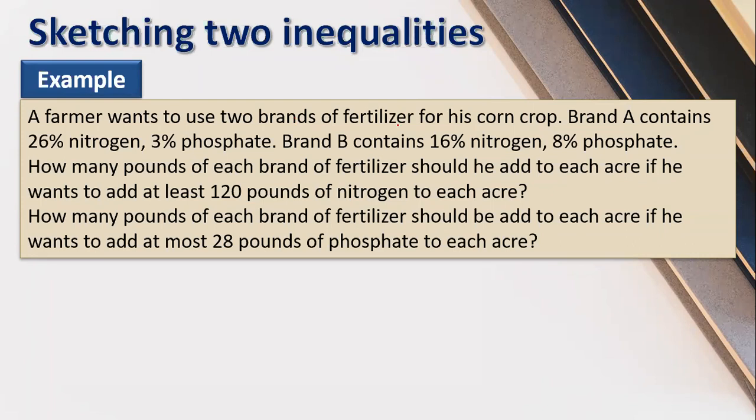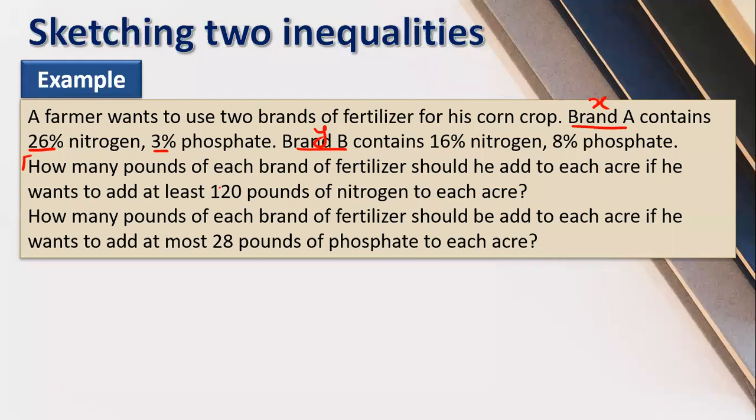Now what are those two brands? The first one is brand A, which you can say is X. It contains 26% nitrogen and 3% phosphate. This is the information for X: X requires 26% nitrogen, 3% phosphate. Brand B, which is Y, contains 16% nitrogen and 8% phosphate. This is the same information for B.